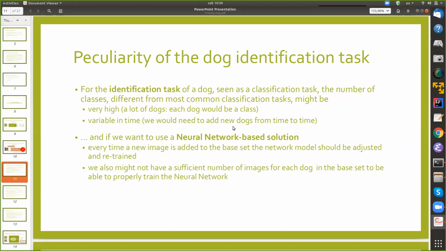This is quite important. The other point is that, as I mentioned before, for classification, we have good data sets available for training a network. For identification, unfortunately, we do not have large data sets. So we have to invent an alternative way to implement the training of a neural network.